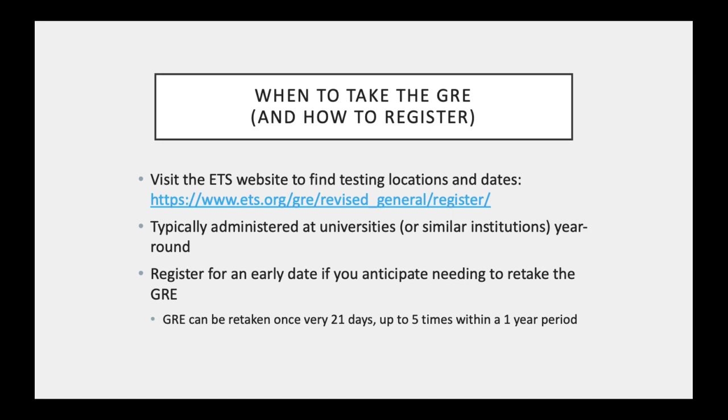The GRE is administered by an organization called ETS, and registration is available online. The link will be provided in the description box for this video. It is always administered in person, and test sites are usually universities or similar institutions. If you think you may want to take the GRE more than once to improve your scores, for example, be sure that you register for an early enough date. You can retake the GRE up to 5 times within a year, but you can only retake it every 3 weeks.